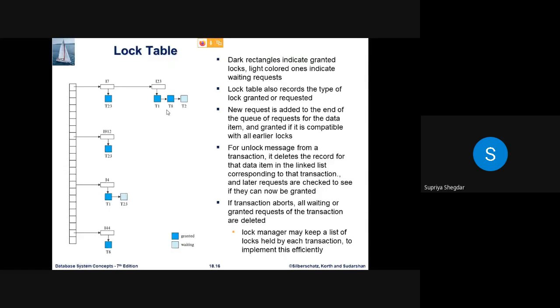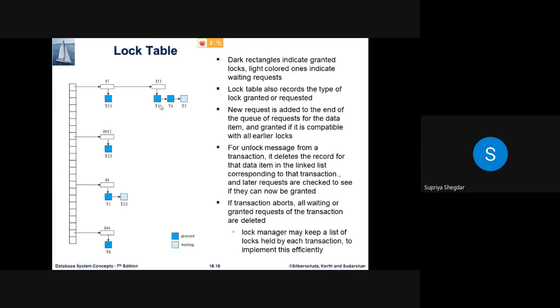Suppose consider the transaction T8. Transaction T8 had sent the unlock message for the I23. So the lock manager deletes this entry of the transaction T8 from the lock table. And if the transaction aborts, then all waiting or granted requests of the transaction are deleted.